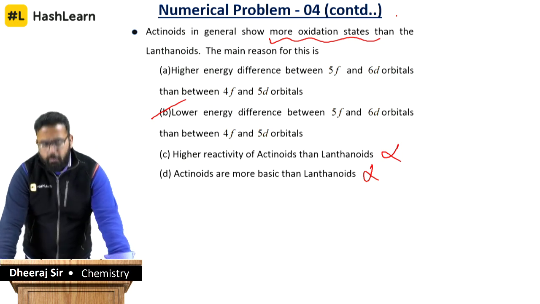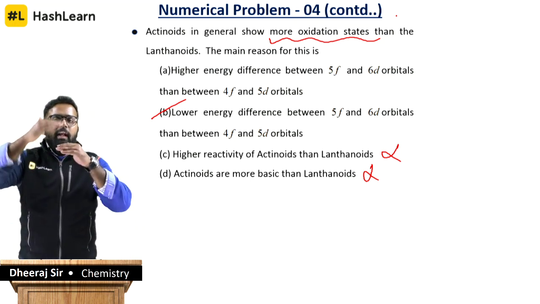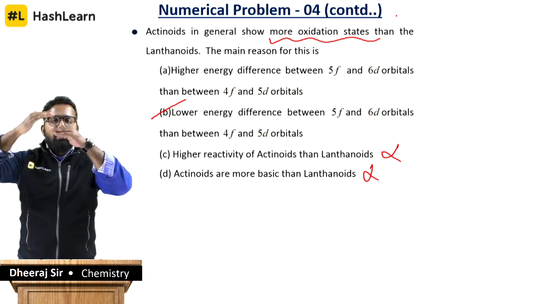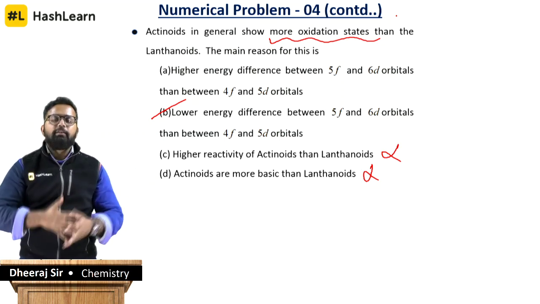Guys, it is pretty straightforward. If I have to donate my electrons, the valence shell and the electron donating shell have to be very close to each other. So that's exactly the answer for this question.